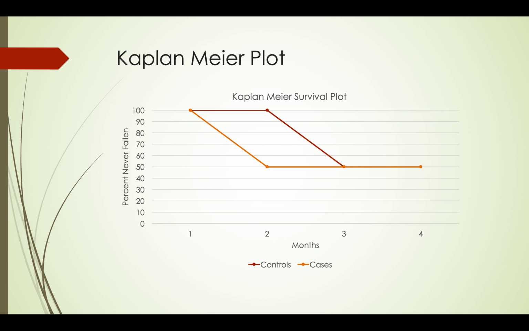Here's our Kaplan-Meier survival plot. This was just created in Excel using the graph functions. This is just the data and the tables in the previous slide in graph form. The months are the x-axis, and the y-axis is the percent that have not fallen. Our controls, which are patients 1 and 3, were chosen 2 slides ago. And then our cases are the orange line.